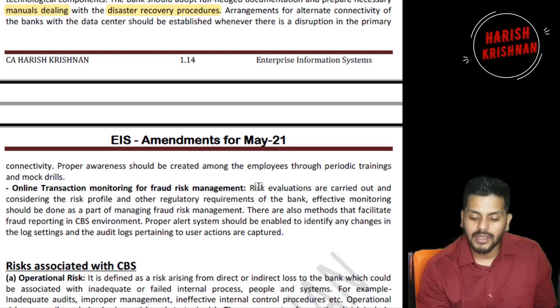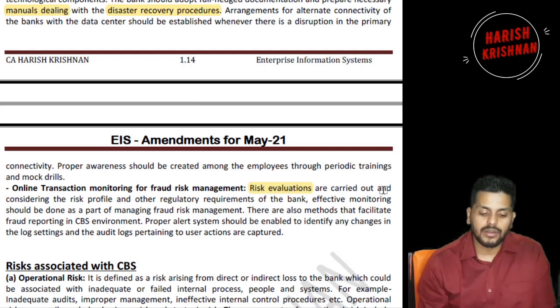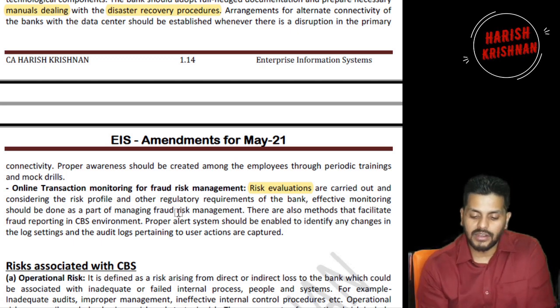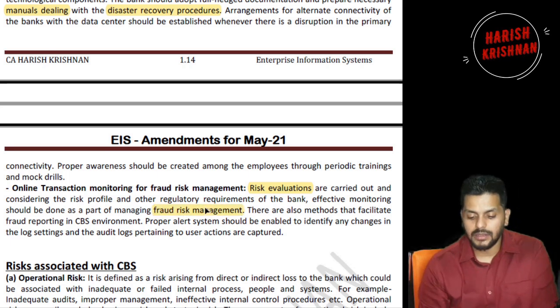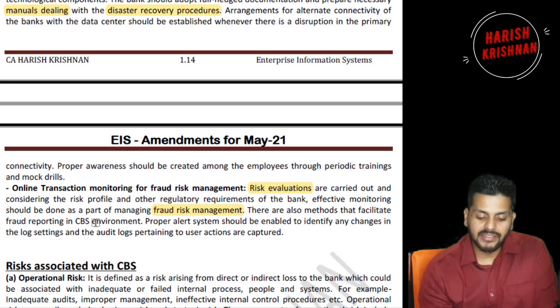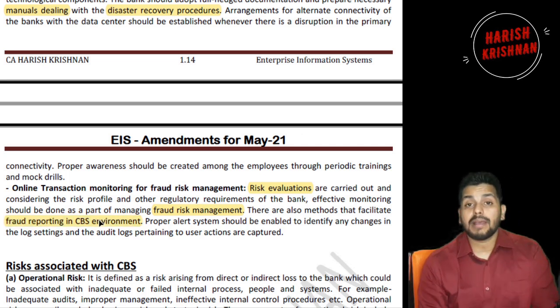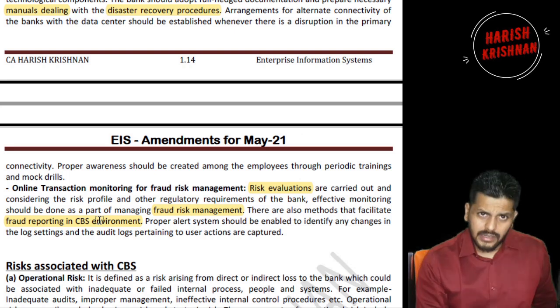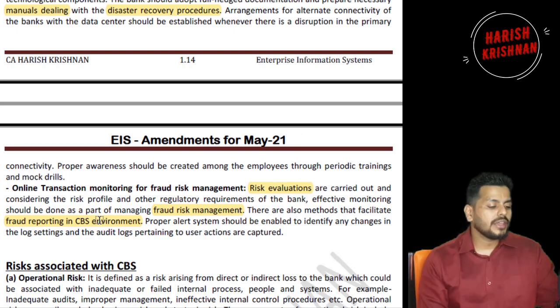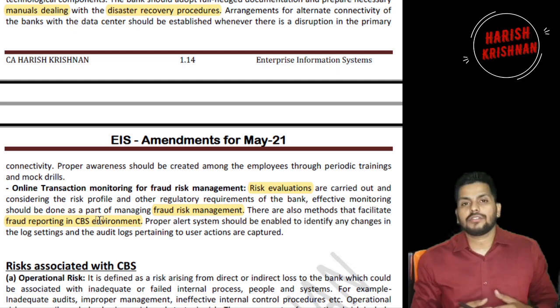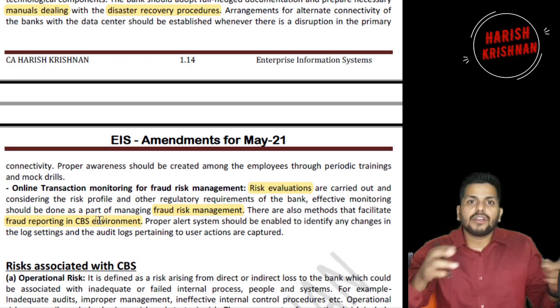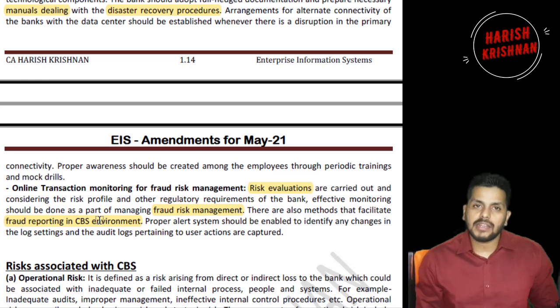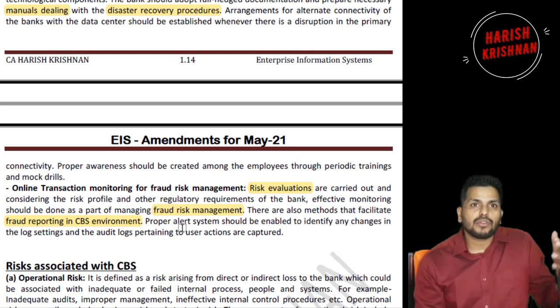Online transaction risk evaluations are to be carried out, and considering the risk profile and other regulatory requirements of the bank, effective monitoring should be done as part of managing the fraud risk. There are also methods that facilitate fraud reporting in the core banking system. Nowadays artificial intelligence backed techniques are there, so somebody need not sit and keep watching the screen. If artificial intelligence techniques are employed and any of the conditions are not met, a trigger automatically pops up, like 3 times or more.